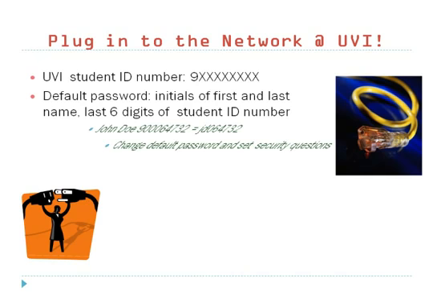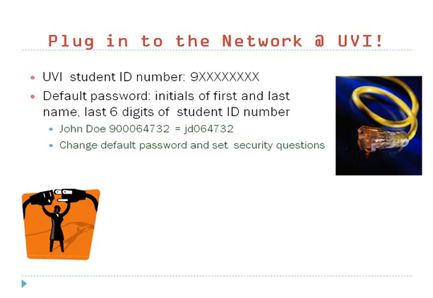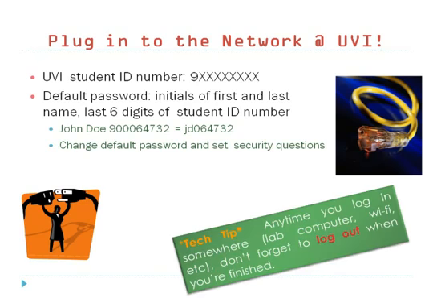So if your name is John Doe and your student ID number is 90004732, your initial password is JD064732. The J and D do not have to be capitalized. Later in this tutorial, you will learn how to change that for yourself. Remember, anytime you have to log in to the UVI network, be sure to log out when you're finished so no one else can gain access to your information.